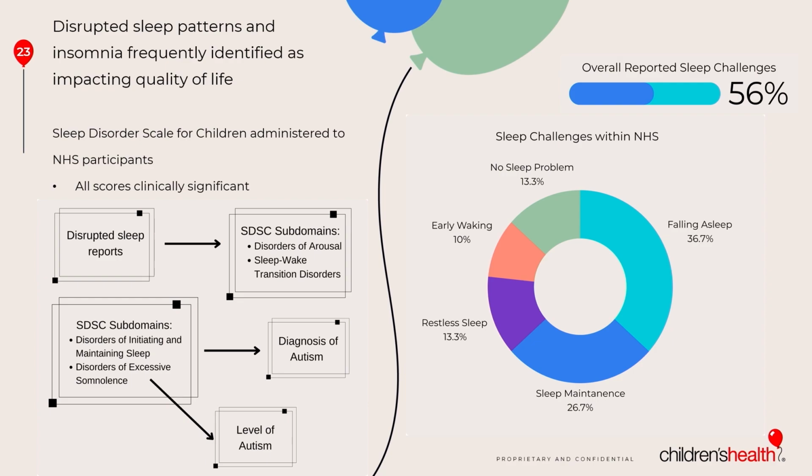Additionally, the subdomains of disorders of initiating and maintaining sleep and disorders of excessive somnolence both correlate with a diagnosis of autism, while severity of the latter subdomain correlated with autism level. So when that score was higher, the autism level was usually higher. Total SDSC scores correlated with the presence of behavior problems.